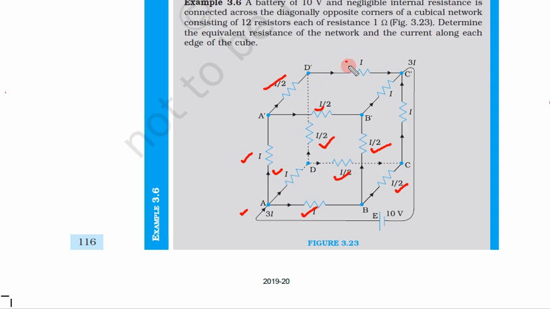So total leaving I. At this B dash, I by 2 was entering from A dash and I by 2 was entering from B. So total I. At this C, I by 2 was entering from D and I by 2 was entering from B. So again it becomes I. And at C, I was entering from this side, I was entering from this side, I was entering from this side. That becomes 3I. So now the diagram is clear.